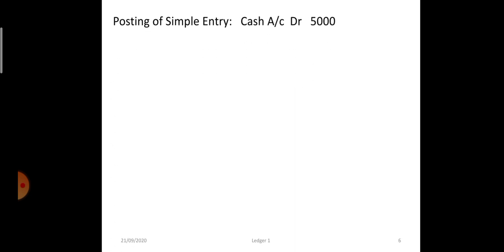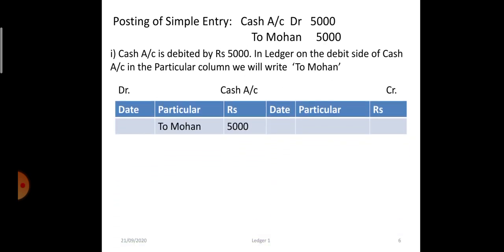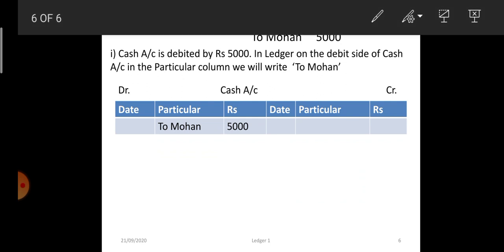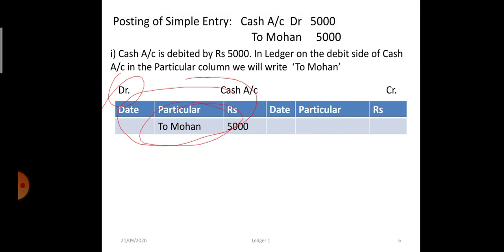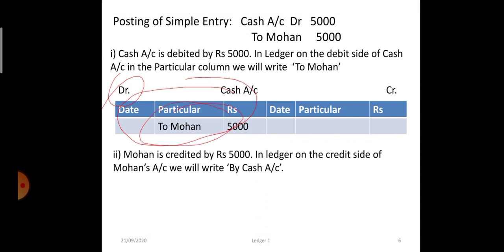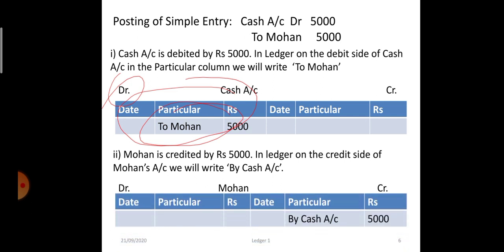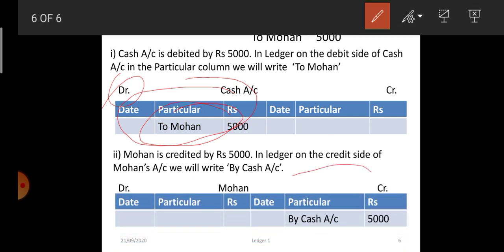One more transaction I am taking: cash received from Mohan. So we will make one cash account and one Mohan account. Cash account is debited, so on the debit side of cash account we will write to Mohan. In the same manner in Mohan's account, Mohan is credited, so on the credit side of Mohan we will write by cash account.